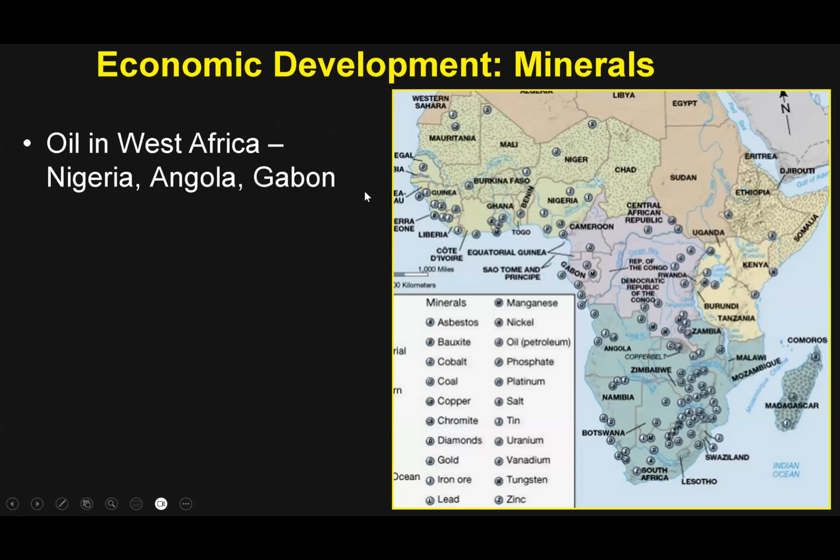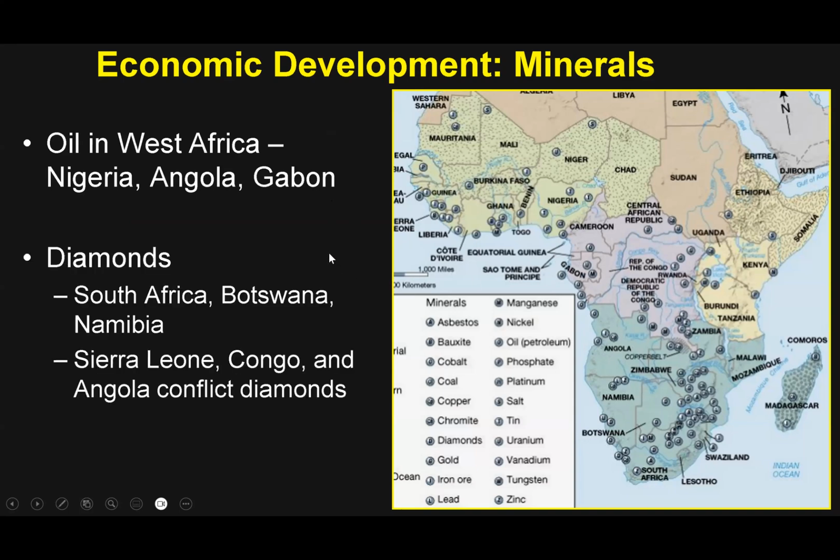One thing they do have a lot of is mineral wealth. There's a lot of oil in West Africa, especially in Nigeria, Angola, and Gabon. And this little one, Equatorial Guinea. Diamonds are big in Sub-Saharan Africa. South Africa, Botswana, and Namibia down here in the far south.